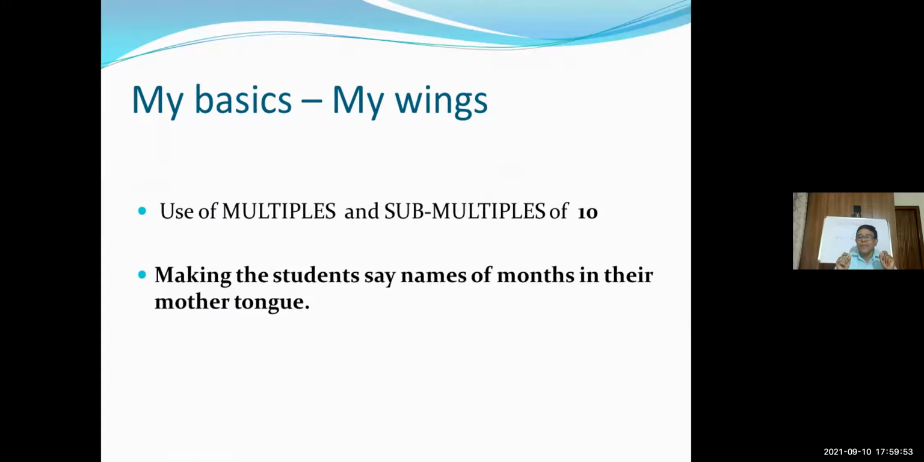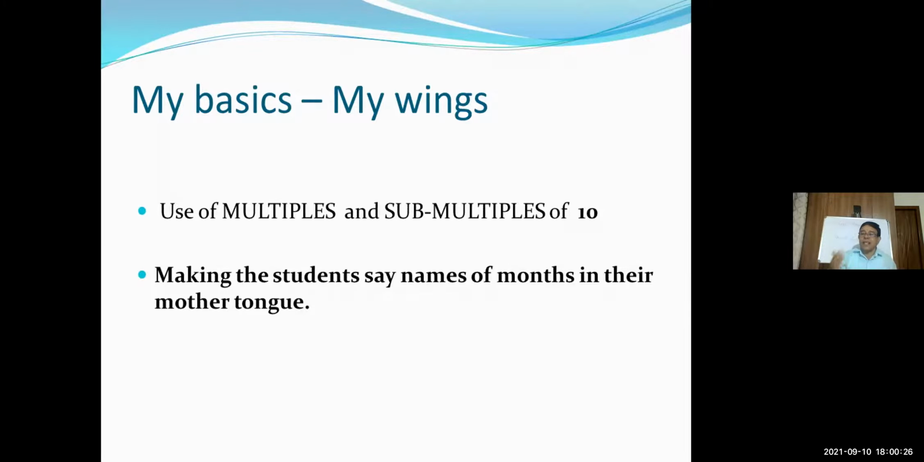Here, how to remember these prefixes? Please make your students say names of months in their mother tongue. That type of telling names of months in an order enables them to tell the prefixes also properly. Deci, centi, milli, micro, nano, pico, femto, atto, they will say. Now, many of us don't know names of months in our own mother tongue. Let us love our mother tongue.